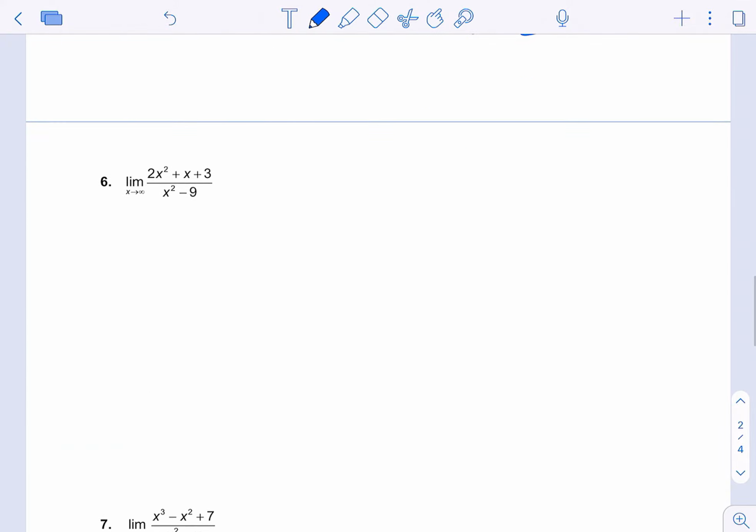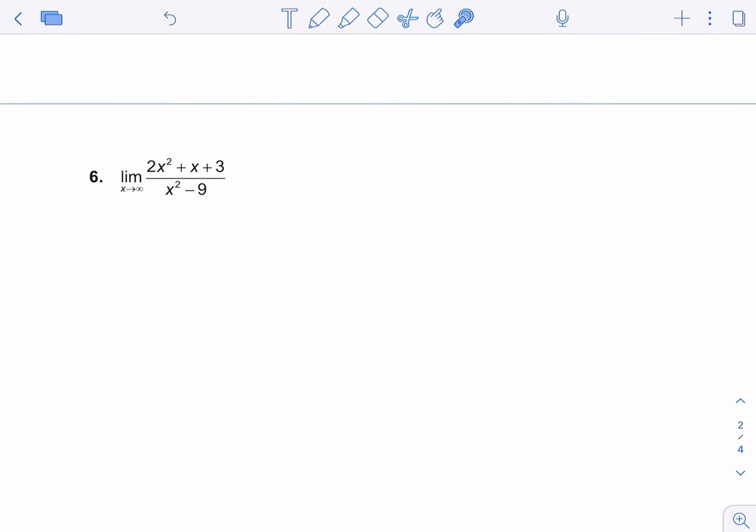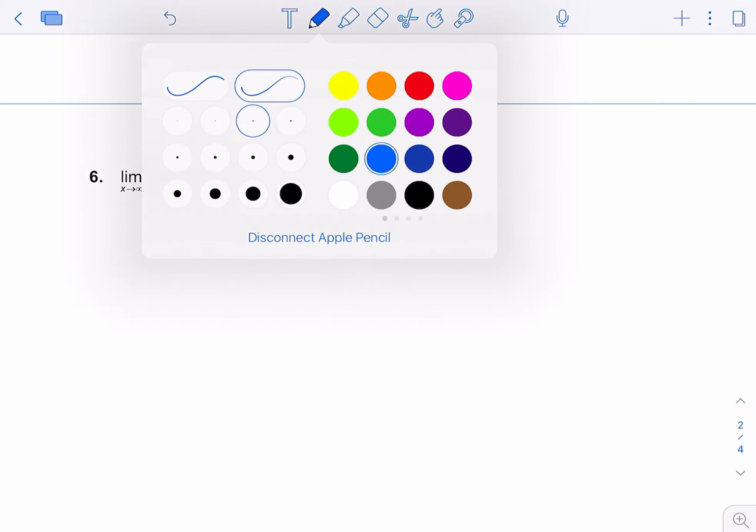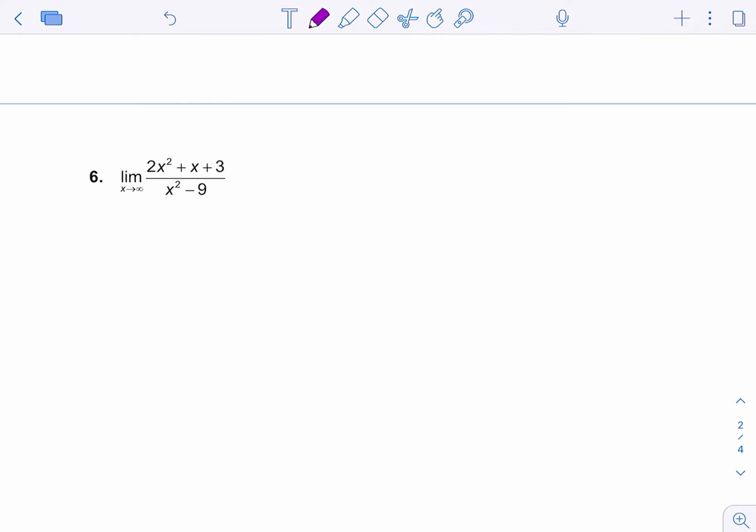All right, the next one. So for number 6, the limit as x goes to positive infinity of this rational function, 2x squared plus x plus 3 over x squared minus 9. What we expect here is that, when we think about the degree, this is equal. And so this means that our horizontal asymptote should be at, take the ratio of our lead coefficients, 2 over 1, it should be at 2. So in terms of asymptotes, I should expect the limit to follow that. I should expect the limit to come out to 2. Well, let's see if we can get that to happen here.